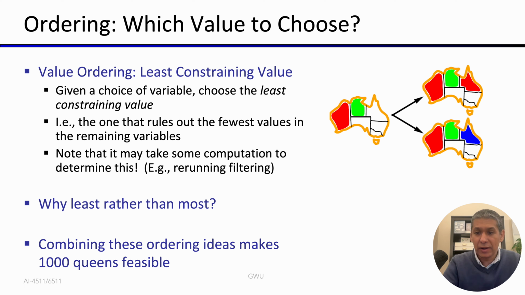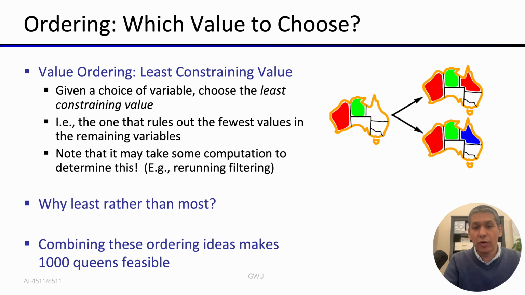The next main part of the heuristic is which value to choose. Here we take the opposite approach. We choose the least constraining value, which rules out the fewest values in the remaining variables. It's not straightforward how to do that. You have to try each and see which variables are affected and which values get eliminated, do the computation, and then choose the one that eliminates the least number of values from the other variables.